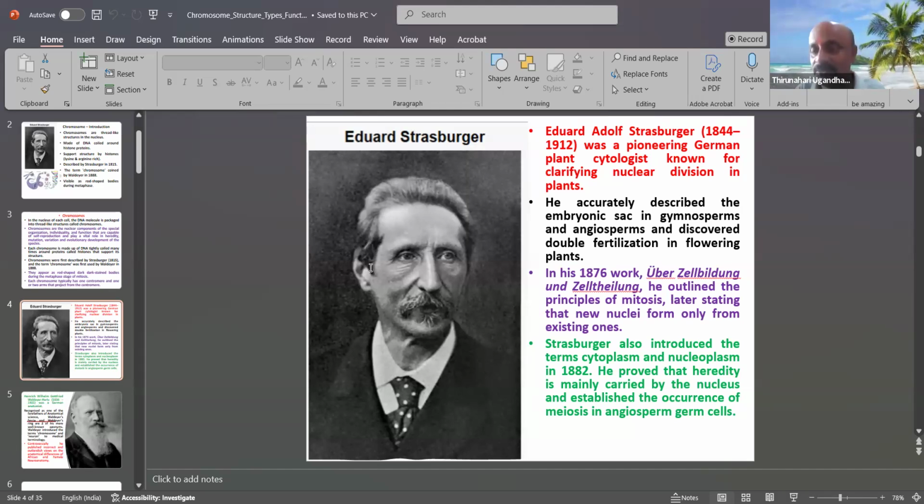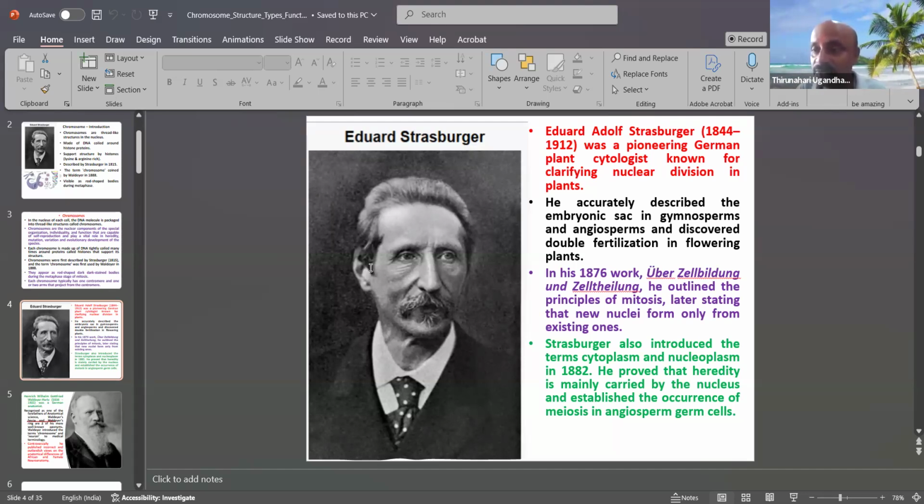Nuclear division means karyokinesis and cytokinesis, which are responsible for cell division, in which one cell develops into two cells. He accurately described the embryo sac in gymnosperms and angiosperms and discovered double fertilization in flowering plants. Double fertilization means a male nucleus and a female nucleus form a zygote, which is also called syngamy.